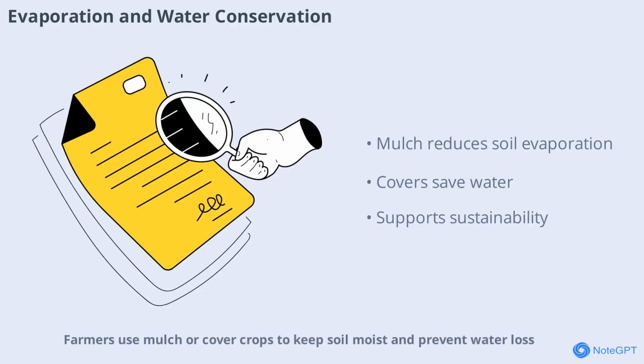Farmers use mulch or cover crops to keep soil moist and prevent water loss. Reservoirs and swimming pools may use covers to slow evaporation. These strategies help save water, especially in regions where every drop counts. Managing evaporation is a key part of sustainable water use.